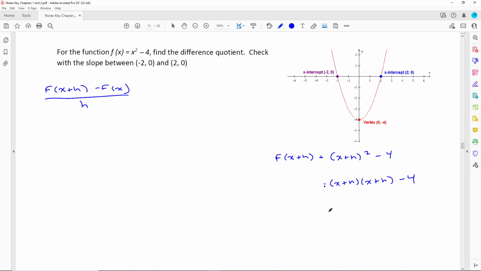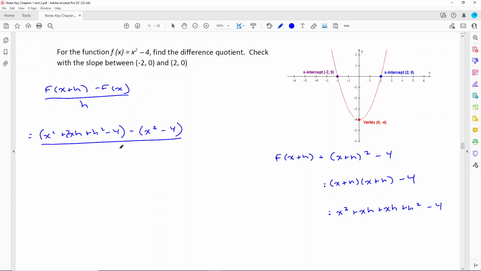So I'm going to distribute. I get x times x is x squared. x times h is xh. h times x, I'm going to write xh, although alphabetically I probably should have written it the other way. And then h times h is h squared minus 4. So now this is what I'm going to put in for the value of my function at x plus h. So up here, I've got x squared plus xh, sorry, there's two xh's, plus h squared, I didn't finish simplifying, minus 4, minus x squared minus 4, all over h.